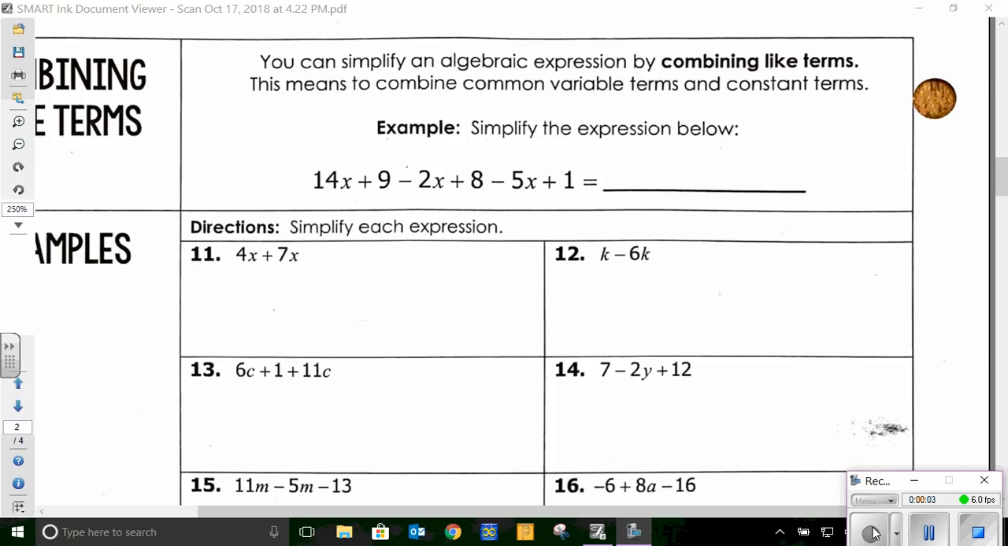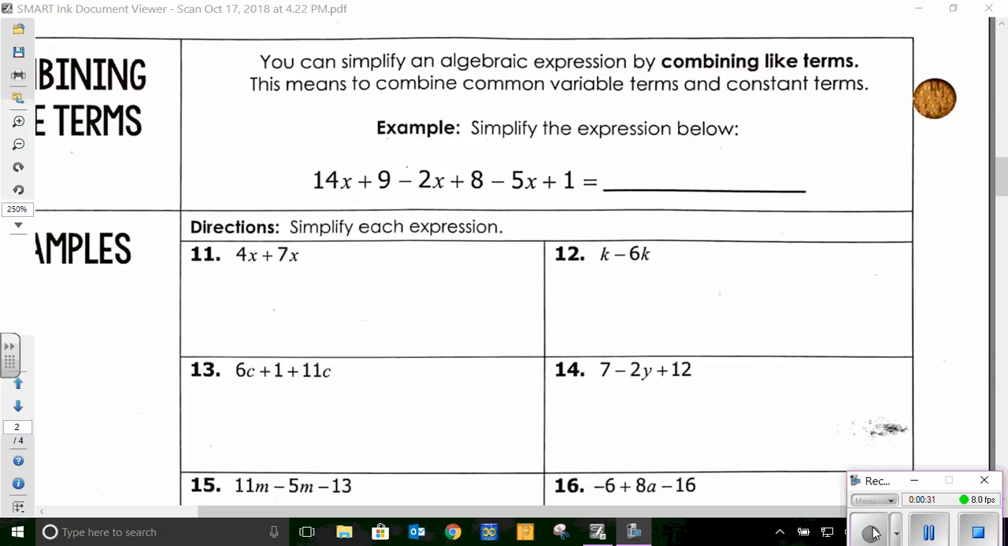This video is on combining like terms. This is just a carryover of the last video you were watching because we're going to start the same way we did last time. When you simplify an algebraic expression, you have to do it by combining your like terms. On the first video, we were already circling our like terms and identifying which ones were like. So now we're just taking it a step further. We're going to combine the common variable terms and the common constant terms.